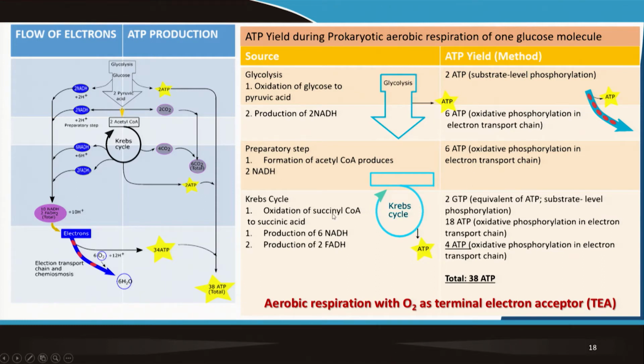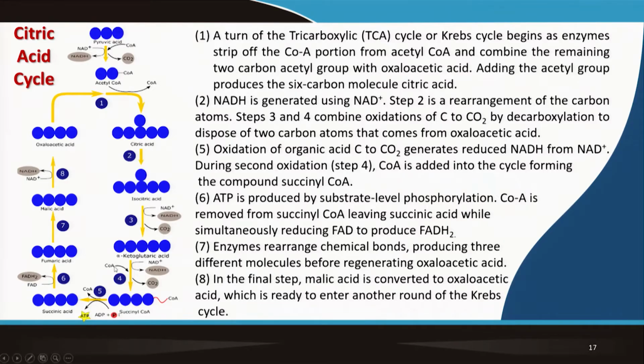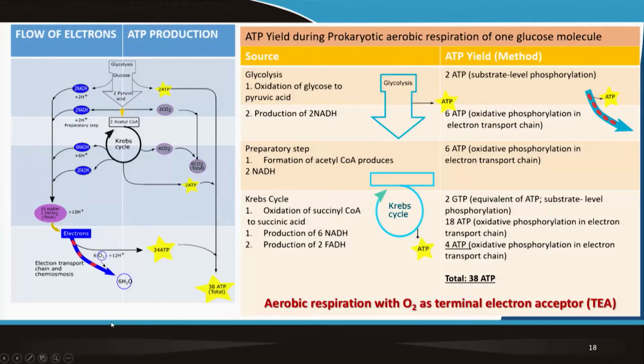Then it enters the Krebs cycle, where you get 2 GTP, which are the equivalent of ATP. This is substrate level phosphorylation. Let's just take a look at it again. So here we have the substrate level phosphorylation, where succinyl-CoA goes to succinic acid and you get generation of ATP. So that is 2 ATP here. Then you get production of 6 NADH for every glucose molecule, 3 NADH for pyruvic acid and 6 for glucose. So these 6 NADH have to be multiplied by 3.